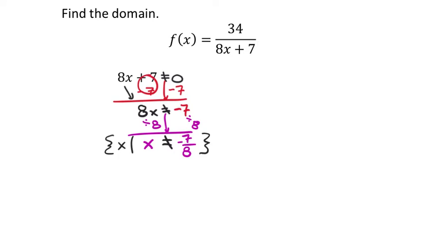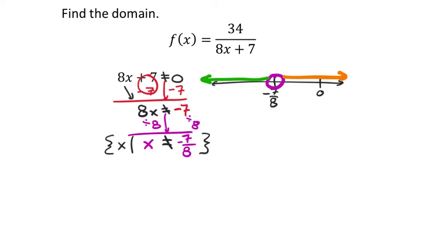But if I wanted to put this in interval notation, which I will do, then I would need a number line, something like this. I'll just put the negative 7/8 right in the middle. So that puts 0 here to the right. And for negative 7/8, then we would have an open circle, but everything to the left of negative 7/8 would be in the domain, and also everything to the right of negative 7/8 would be in the domain.